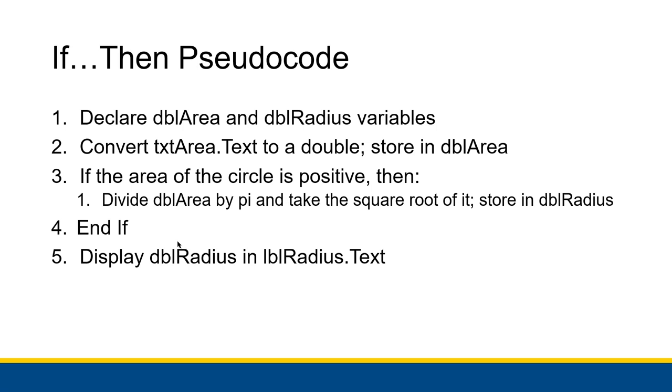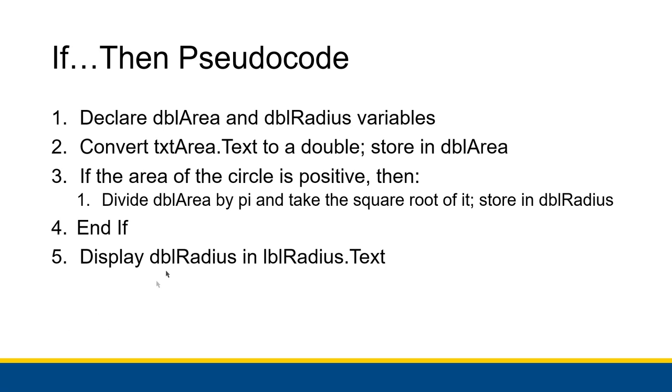So once we've actually stored all of this in double radius, we end the if statement, and then no matter what double radius has, whether it's some value because the area was positive, or if it was 0 because the area was invalid or 0, no matter what, we're okay to display that to the user because we're either giving them a valid answer or we're saying, hey, your numbers were whack, try again.